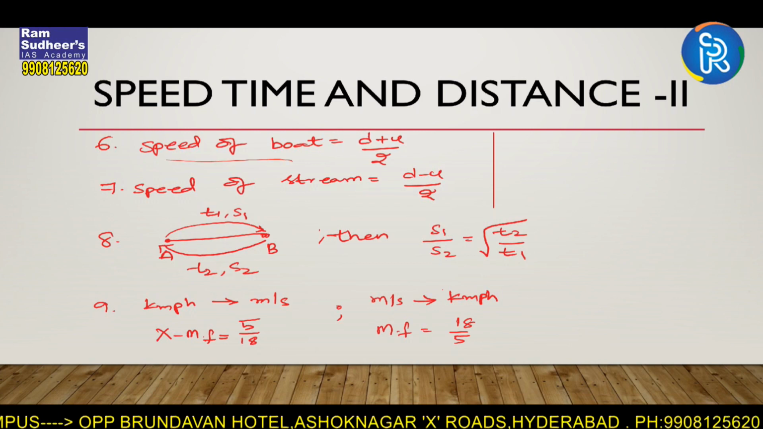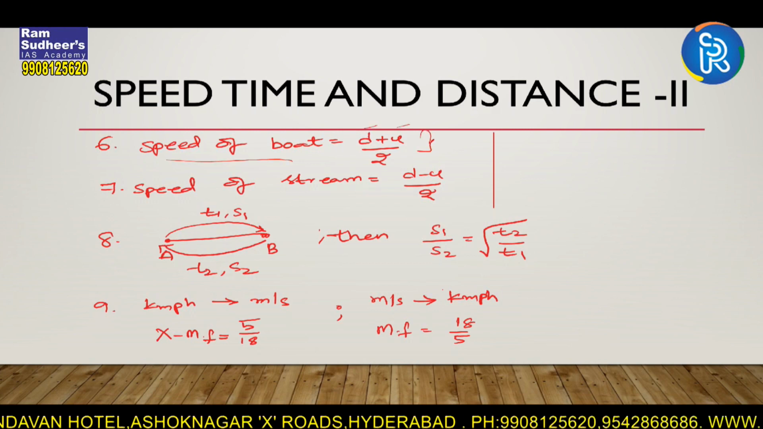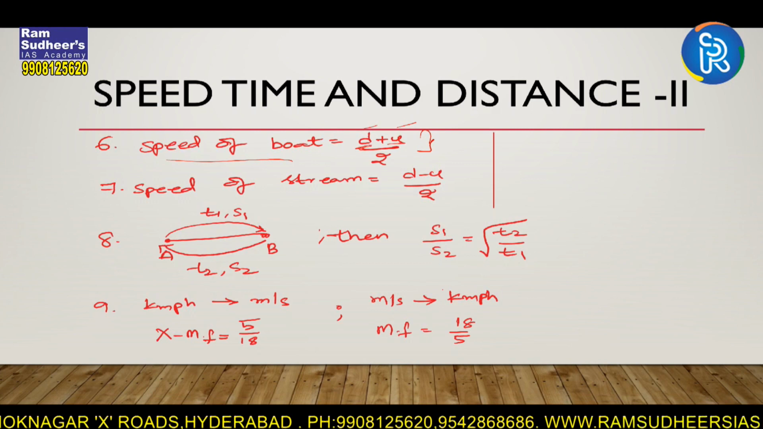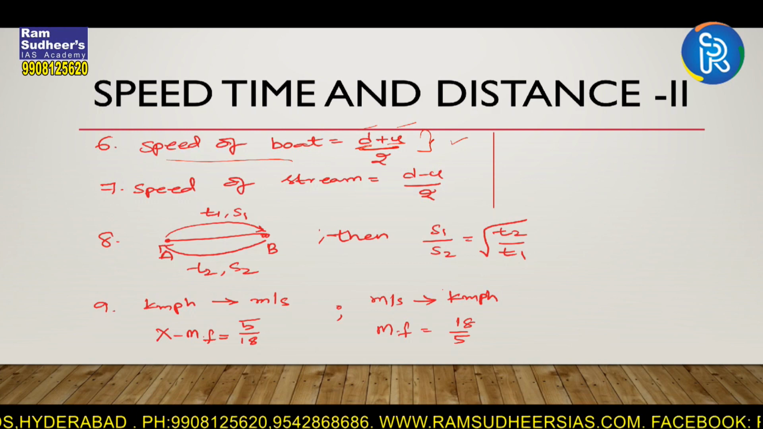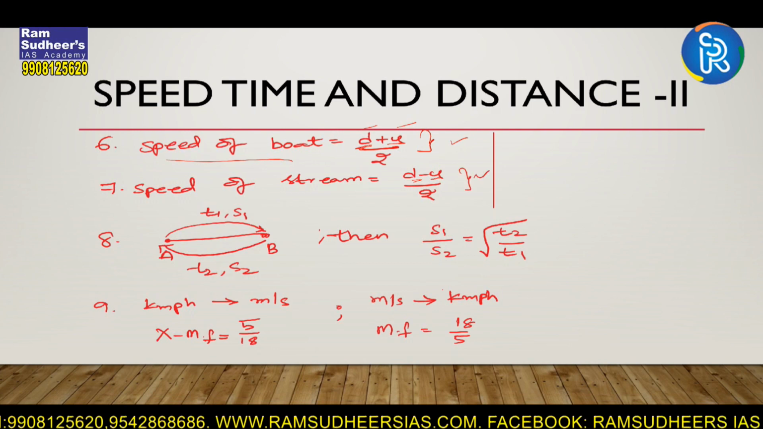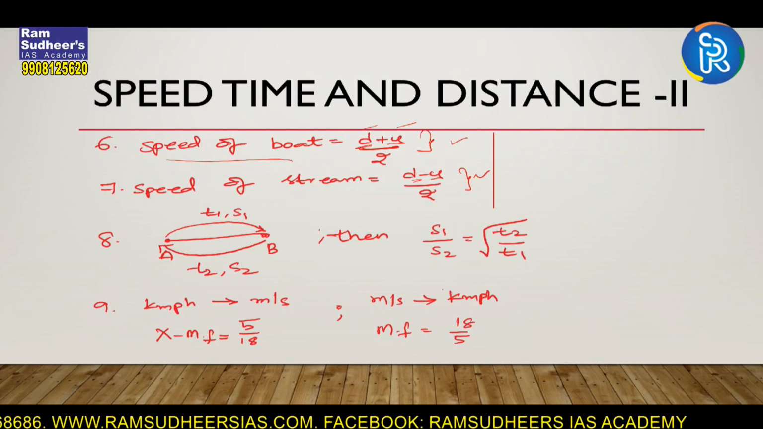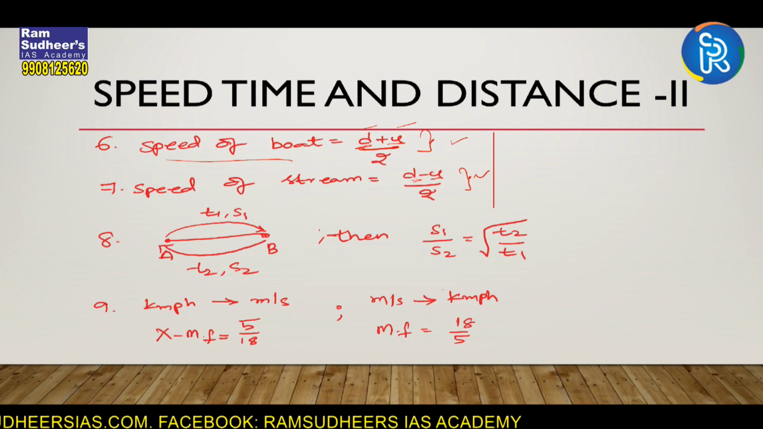Speed of the boat. This formula is regarding upstream and downstream problems. When the downstream speed and upstream speed are given, speed of the boat is (downstream plus upstream) divided by 2. This is a formula. You have to remember it. And speed of the stream is (d minus u) by 2. This is also a formula. Friends, I am not overburdening you with these formulas, but these are just the tricks to solve problems. Without these tricks, you will end up in devastation. So just make sure you remember these formulas. These make your problem solving very easy.